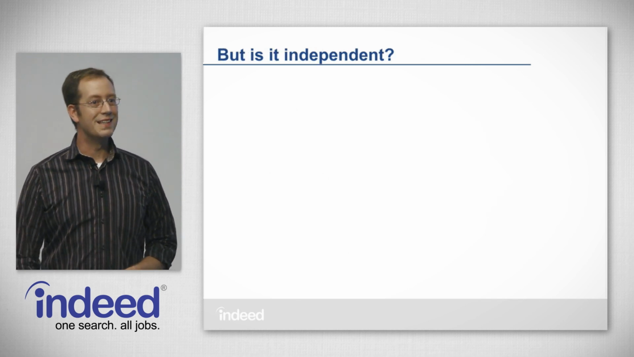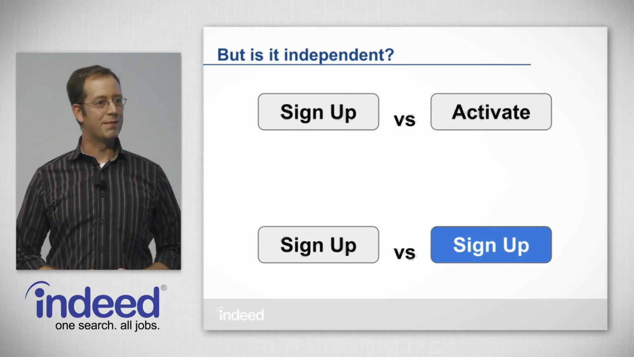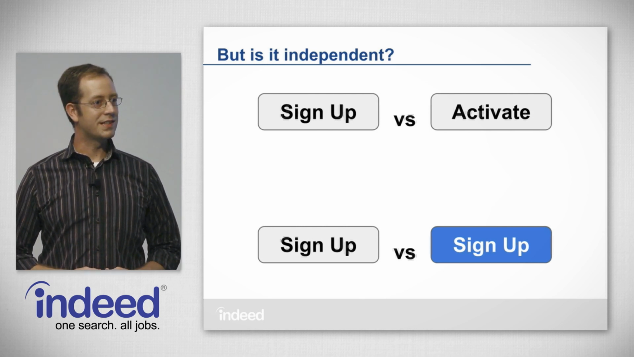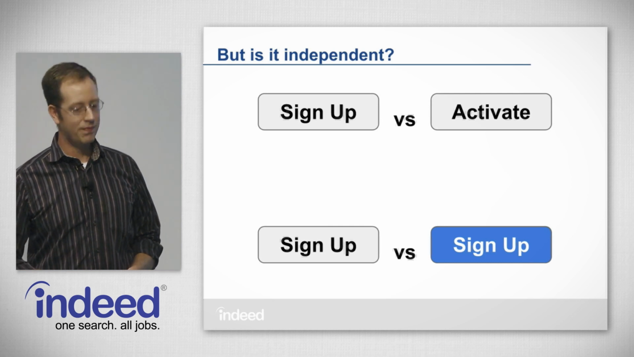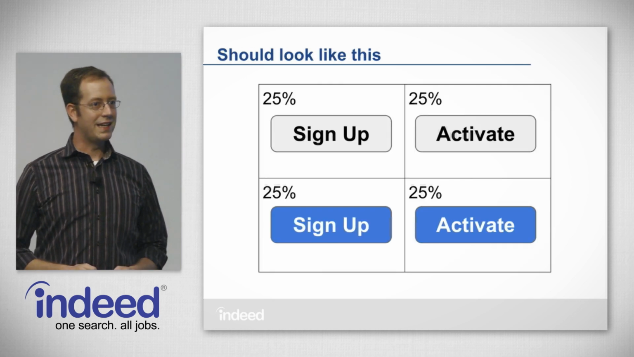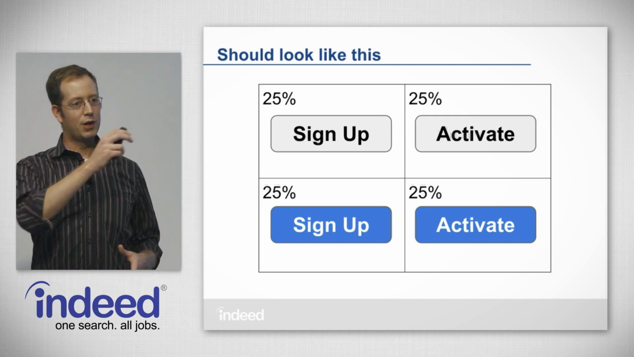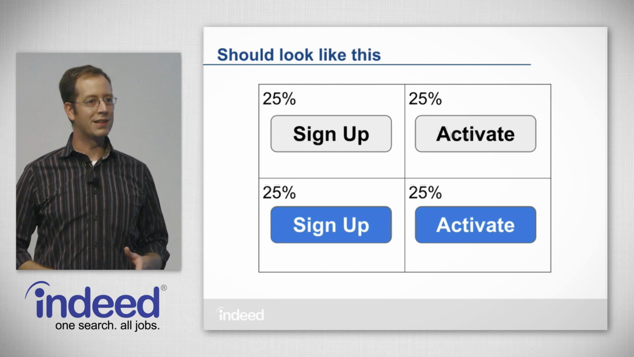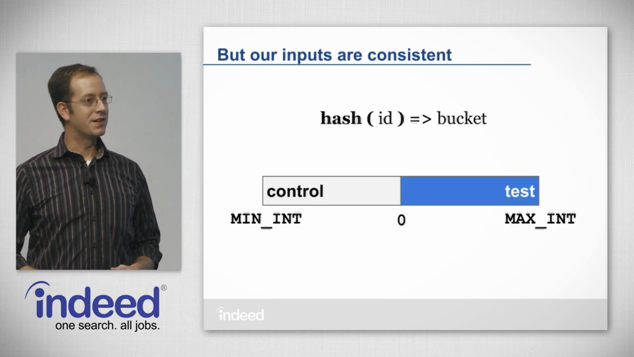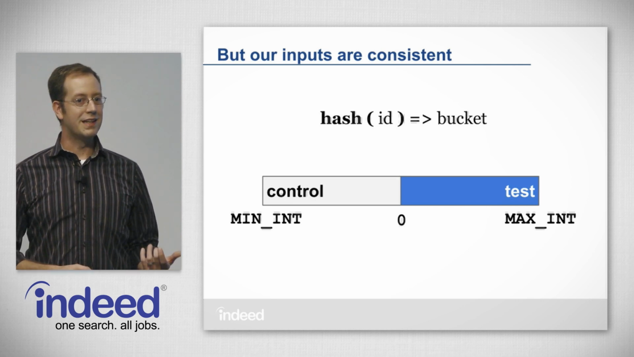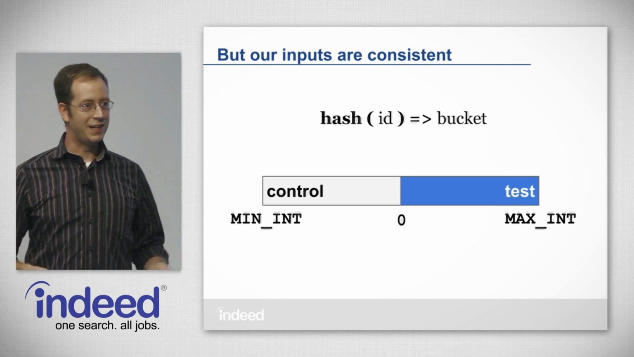But is it independent? What if we wanted to run that same multivariate test that Tom described, where we test the text, sign up versus activate, while at the same time we're testing the color, gray versus blue? What we want at the end is to have 4 buckets of people where 25% of the users get a gray sign up, gray activate, blue sign up, blue activate. But every one of our inputs is consistent. The whole point of the ID is that it's consistent for that user. The hash isn't changing. Integers aren't changing.